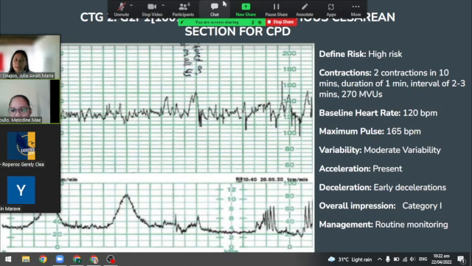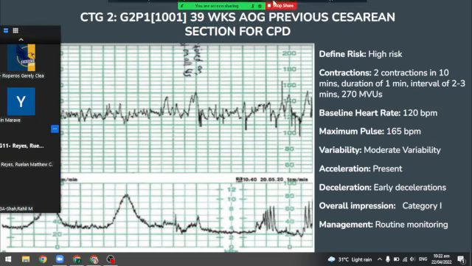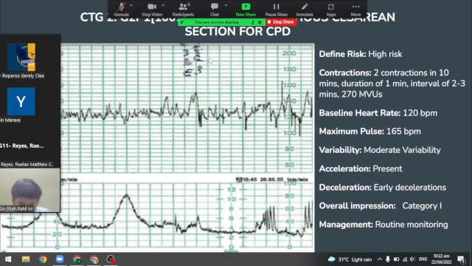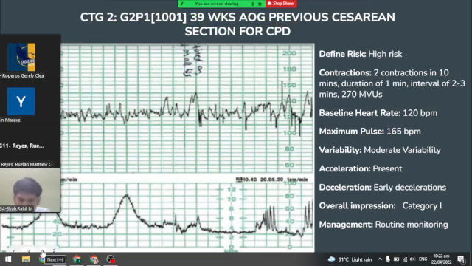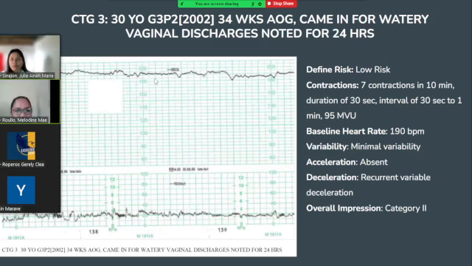Contractions is 2 contractions in 10 minutes, duration of 1 minute, interval of 2 to 3 minutes, and MVU of 270, with baseline heart rate of 120 beats per minute and maximum of 165 beats per minute. Variability is moderate with acceleration. Deceleration, having early decelerations, and overall impression is category 1 and management is just routine monitoring. Next slide please.